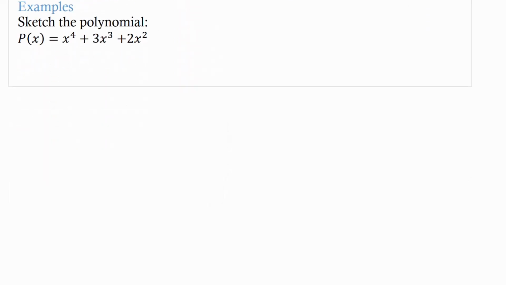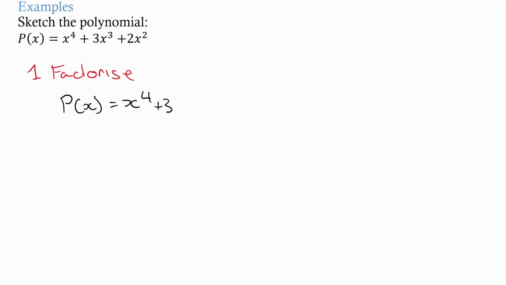So here we have a polynomial, which we're going to try and sketch. So the first thing we're going to do was number 1, and we're going to try and factorize it if possible. So P(x) equals x to the power of 4 plus 3x cubed plus 2x squared. And you look for any common factors. That's the first thing you always do with these. Look for common factors. And in this case, x squared was our common factor, so that can be brought out the front.